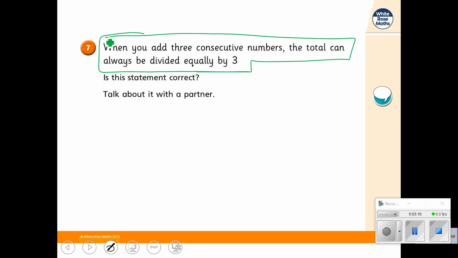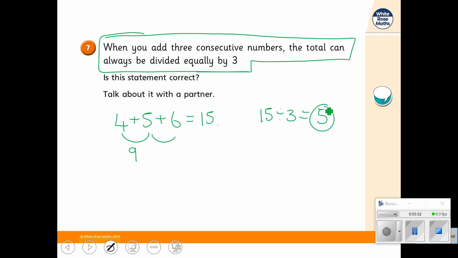So there are 2 ways of doing this. I'm going to go through it first by doing it with numbers, but I'm also going to show you pictorially how you could work it out. So let's start with the example they've given us. They've given us 4, add 5, add 6. Well, 4 and 5 is 9, and then if I have 9 and I add another 6, I get 15. And we know that 15 divided by 3 equals 5. 5 equal groups. So it works for that one.